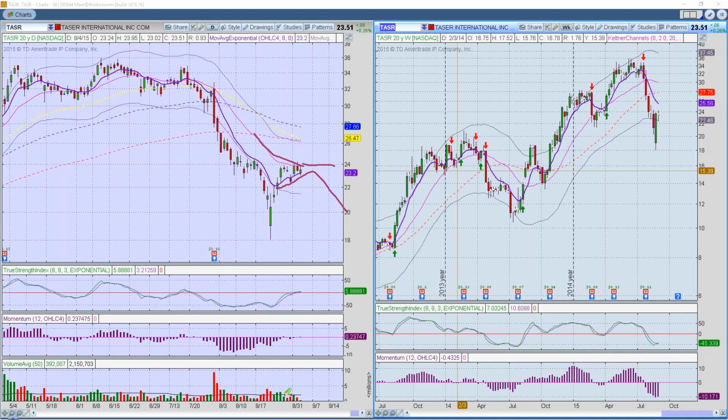Volume has not been above average, as you can see here, so like I say, it's holding up well considering the market's down as much as it is today. But it is in that downtrend.